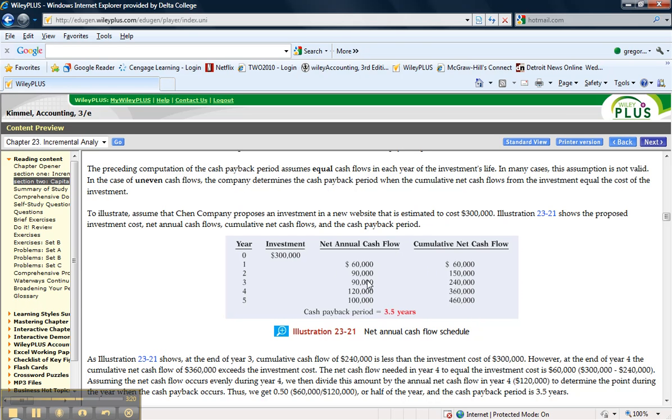So if these are your expected cash flows, then by the end of the third year, you'll have 240 back, and the cost of the investment was $300,000. So you need another $60,000 to get up to your $300,000 investment. If $120,000 is your expected cash flow in year 4, it would take you theoretically half of year 4 to get that extra $60,000. So we say that's half a year, so 3.5 years is your cash payback period.